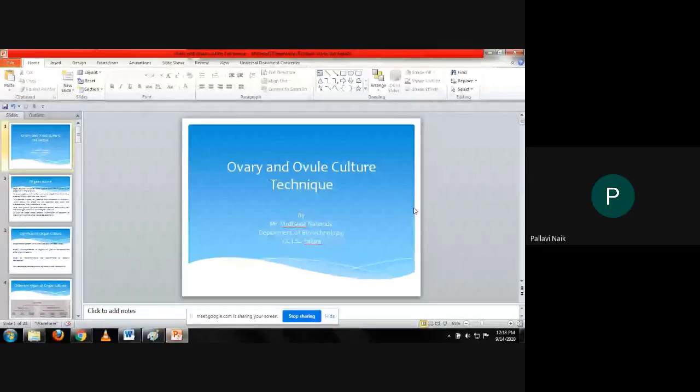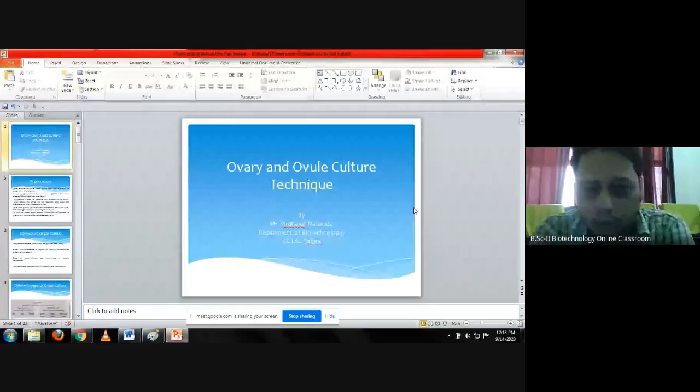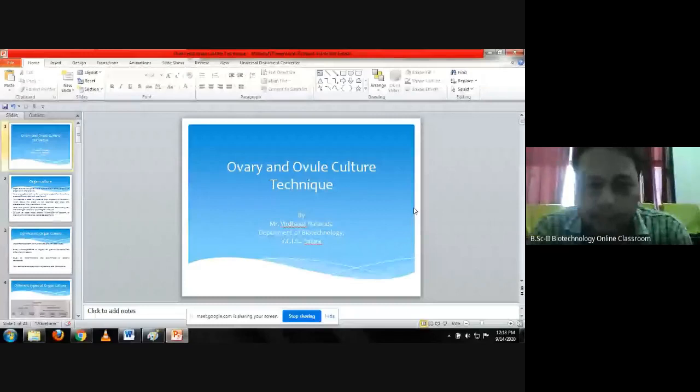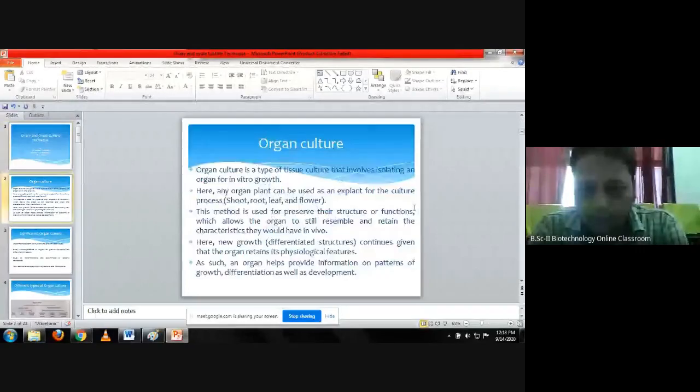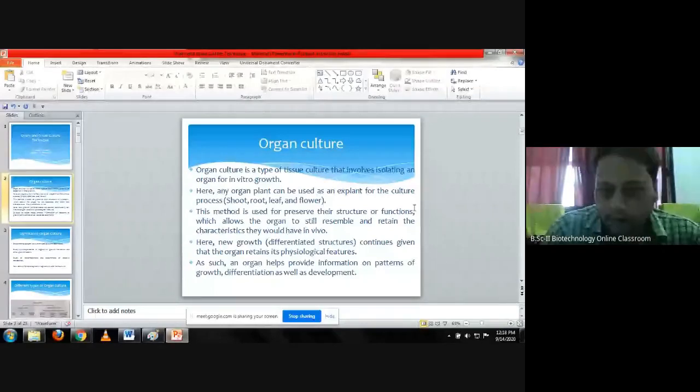So today we'll start with ovule culture technique. This comes under organ culture. This is again a repetition for your organ. Initially, 3 to 4 slides I will show you. Now organ culture is a type of tissue culture, isolating an organ for in vitro growth. In this, we isolate the plant organs and grow them in vitro.